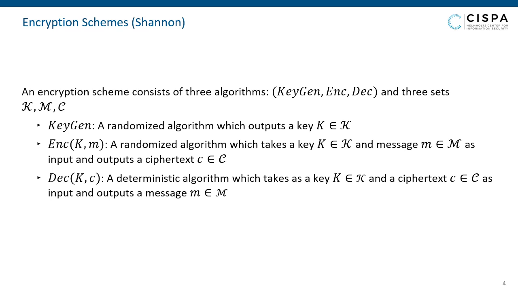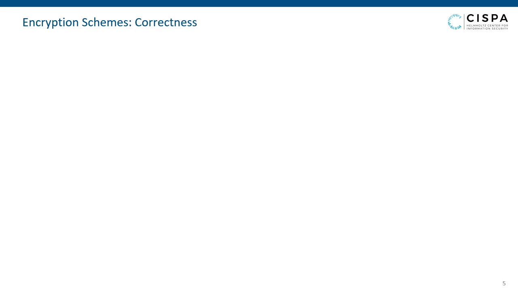The Dec algorithm is a deterministic algorithm which takes as input a key k and a ciphertext c and outputs a message m. We need to ensure that the algorithms of an encryption scheme do what we expect from them in terms of functionality. Namely, decrypting ciphertexts yields the correct plaintext. We call this property of an encryption scheme correctness. An encryption scheme without correctness is useless, as we encrypt messages in order to decrypt them later.